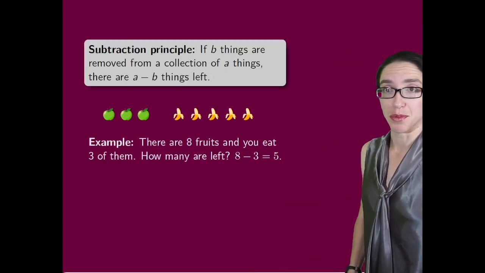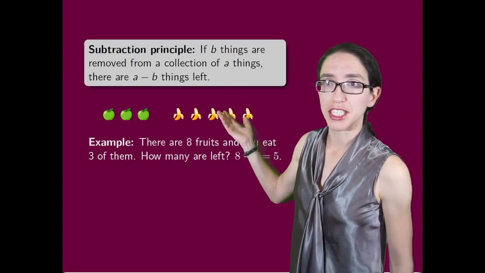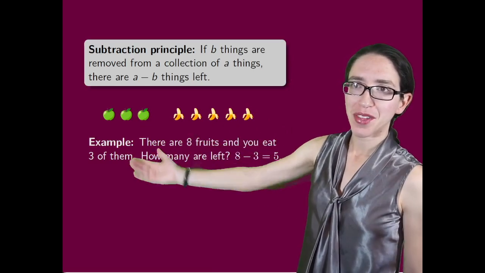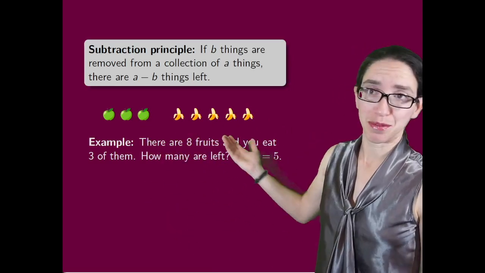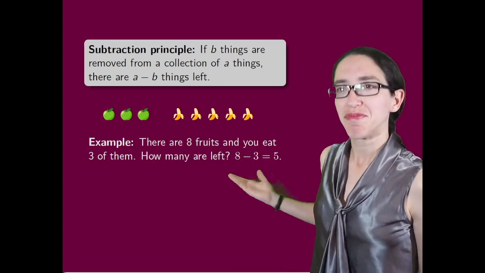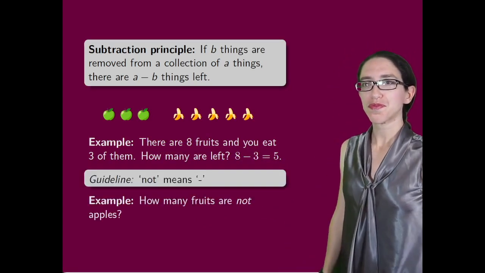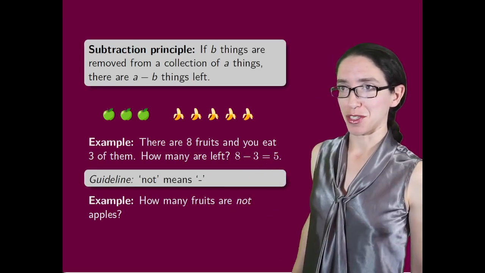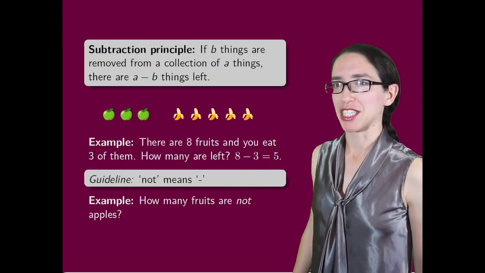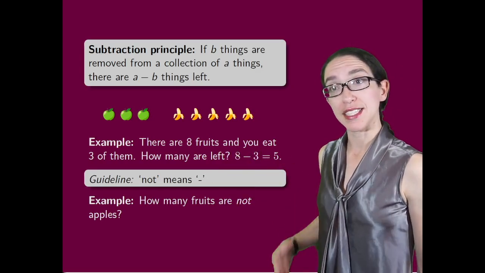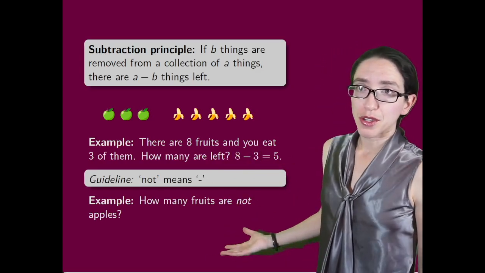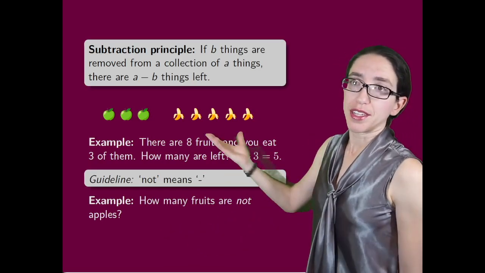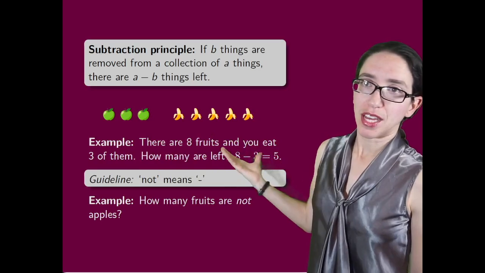Here's the subtraction principle. If B things are removed from a collection of A things, then there are A minus B things left. For example, there are 8 fruits here, and say you eat 3 of them. You like the apples, but you don't like the bananas. How many are left? 8 minus 3, or 5. So the guideline for the subtraction principle is that when you see the word "not" in a combinatorics problem, you might want to think that it's the subtraction principle, because you're taking away things that you don't want to count. For example, we could have phrased the problem as how many fruits are not apples in this picture. Well, then it's just all the fruits minus the apples, and you have the bananas left.